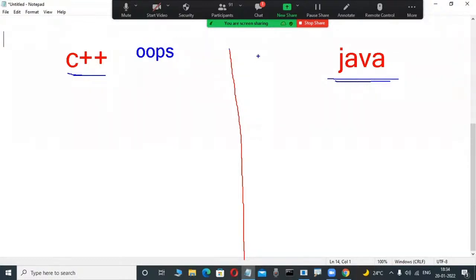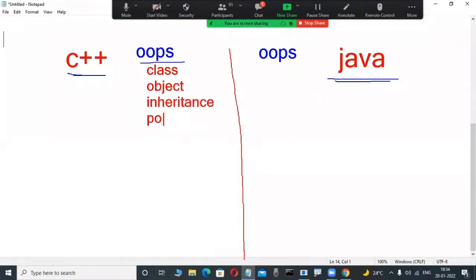Here also OOPS concepts are there. Here also OOPS concepts are there. Here OOPS concepts means, maybe some fellows have an idea: class is a concept, object is a concept, inheritance is a concept. Observe here. Polymorphism is a concept. Maybe so many fellows have an idea. Now check it out. Technical persons are there.